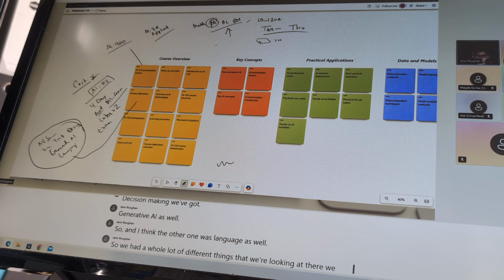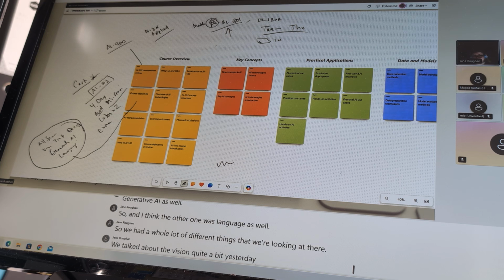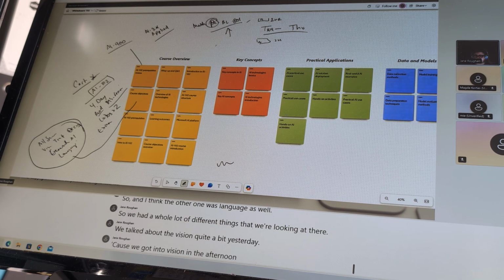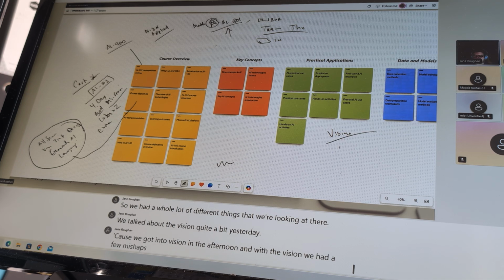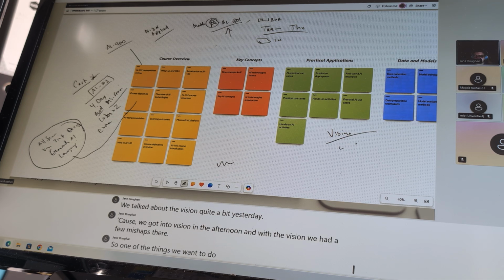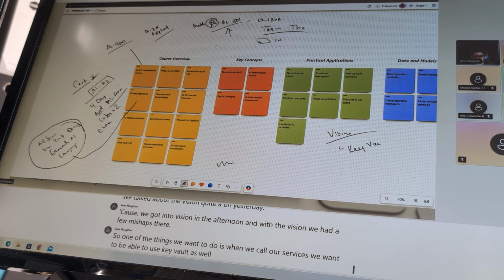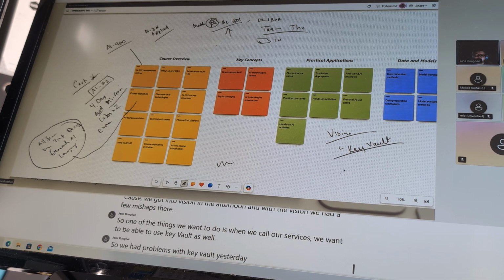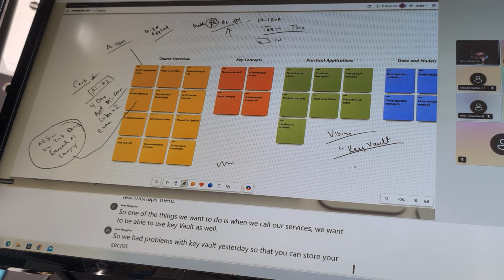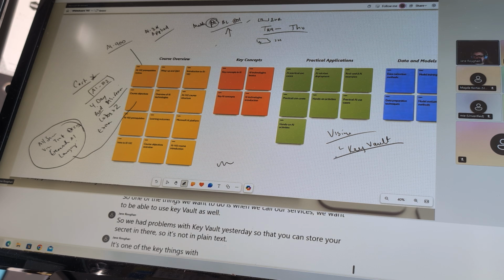We talked about vision quite a bit yesterday because we got into vision in the afternoon, and with the vision we had a few mishaps. One of the things we want to do is, when we call our services, we want to be able to use Key Vault as well. We had problems with Key Vault yesterday, so that you can store your secret in there so it's not in plain text. That was one of the key things with Key Vault, pardon the pun.